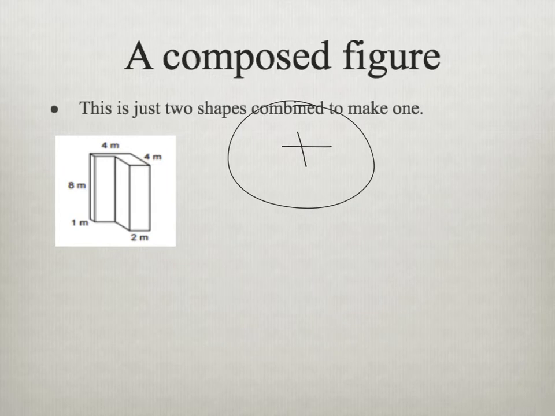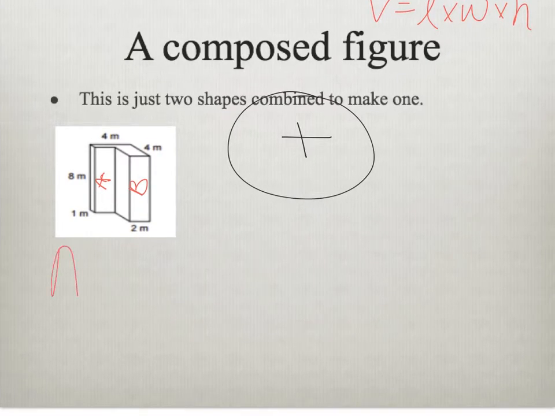Alright, so let's think about this for a second. I have this shape here, and I can tell that it kind of looks like two rectangular prisms just added together right here. So I'm going to try to find the volume of both of those shapes and then add them together. Remember, because volume is length times width times height, I need to find the length, width, and height for both of those different shapes. I'm going to call this one shape A, and I'm going to call this one shape B. So first of all, I'm going to start with shape A.